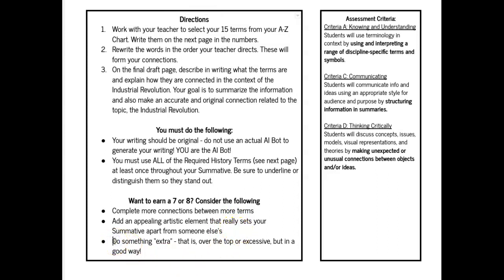Finally, a way to earn a 7 or an 8 is to do something creative and extra. You are the AI bot, as it were, and you get to figure out how you can make it the most interesting and excessive. So you're making it extra, over the top, but in a good way.